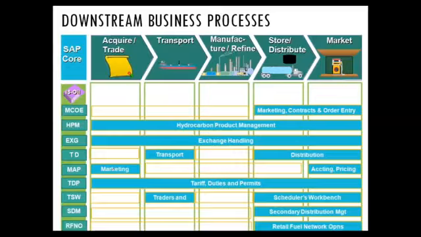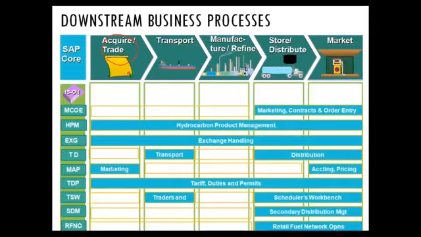Traders and schedulers workbench is similar to transportation and distribution, but for marine, pipeline and rail car, we use this scheduling and management. And secondary distribution and retail is at the last. For the storage modules, the users just enter the data and press save.